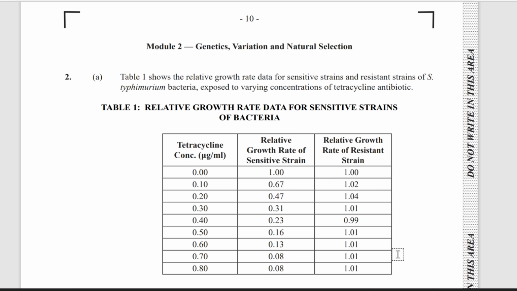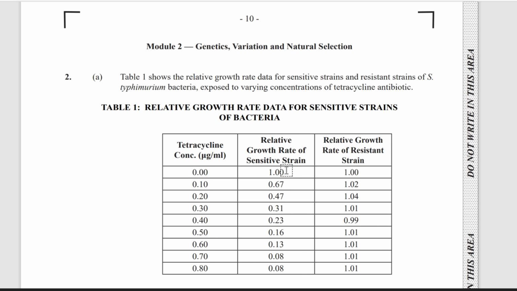Now, of course, the sensitive strain means that it's more vulnerable to the antibiotic, and the resistant strain means that it's less vulnerable, right? It's able to overcome the antibiotic. So the basic thing you're seeing here is that as the concentration of tetracycline went up, you can see it went up to 0.8.